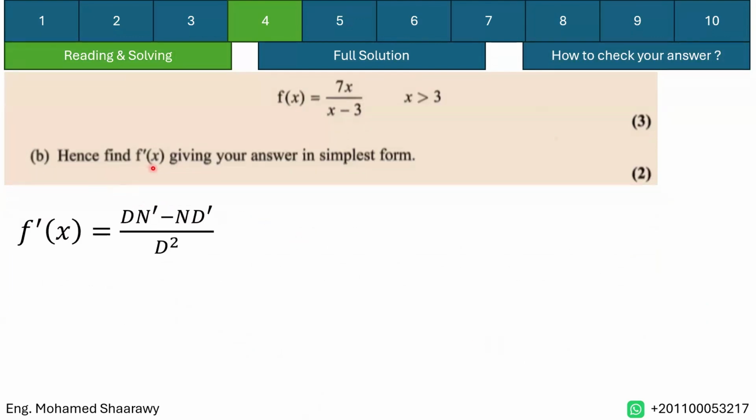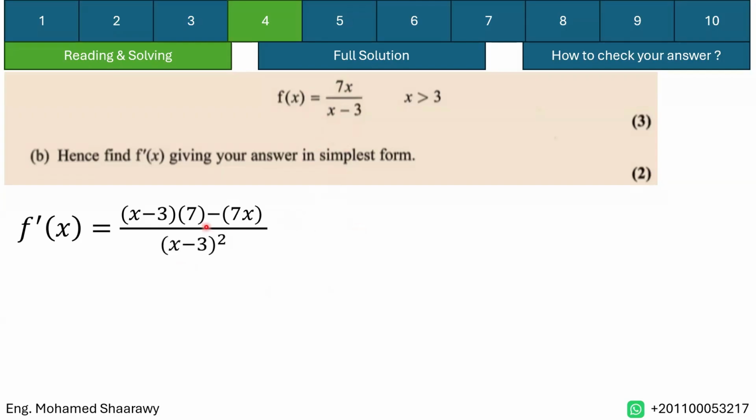Okay, now it wants to find the differentiation of f. Since this is a fraction, we can use the quotient rule here. The quotient rule says d n dash minus n d dash over d squared, where d is the denominator, n is the numerator. N dash means the derivative of the numerator, d dash means the derivative of the denominator. D is x minus 3, so let me replace it. N dash is the differentiation of the numerator, which is 7. N is 7x. D dash is 1. D squared is x minus 3 all squared.